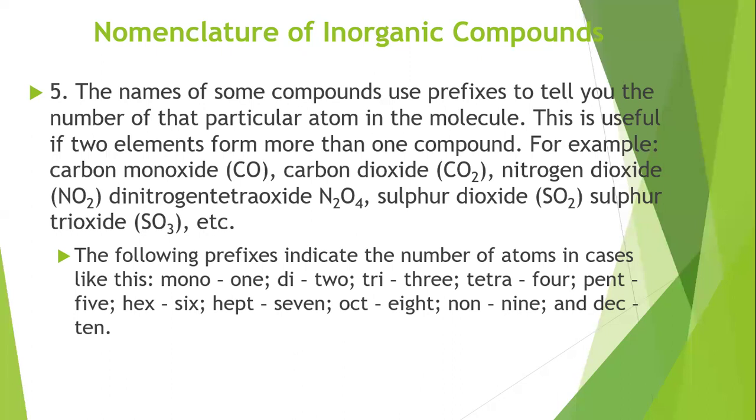More examples: in nitrogen dioxide, di means there are two. In nitrogen tetraoxide, tetra simply refers to four. Sulfur dioxide, di for two, sulfur trioxide for three. All these prefixes are there just to tell the number of particular atoms within the molecule. The prefixes that indicate the number of atoms are as follows: mono for one, di for two, tri for three, tetra for four, penta for five, hexa for six, hepta for seven, octa for eight, nona for nine, and deca for ten. All these prefixes are there for the naming of such compounds.